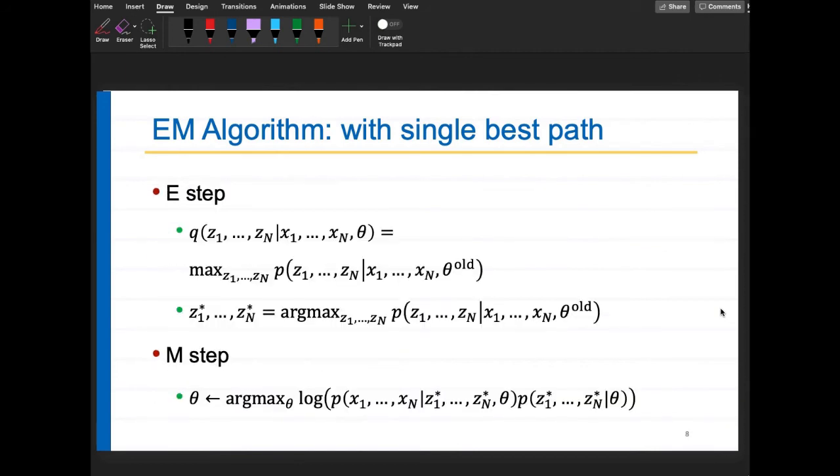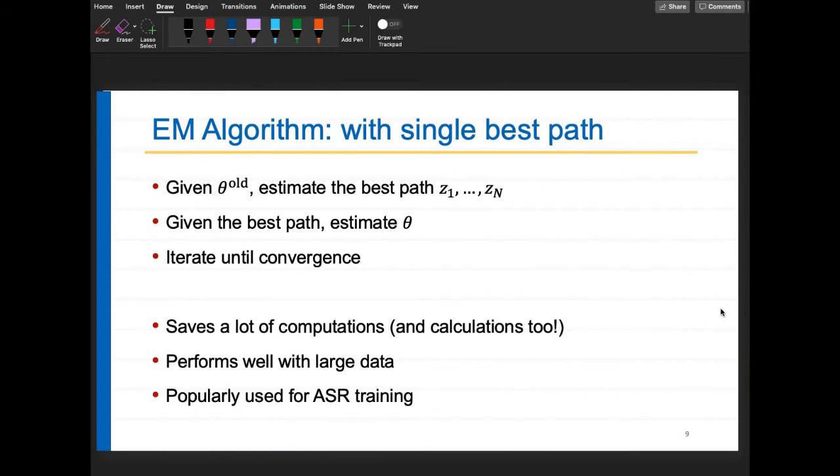Okay. So an analogue of this in the GMM domain will be you do k-means clustering and find your, what is it called, your Gaussian parameters. So just the same thing. Given old theta, estimate the best path using Viterbi algorithm. Then given this best path, estimate your theta, and then iterate this until convergence.